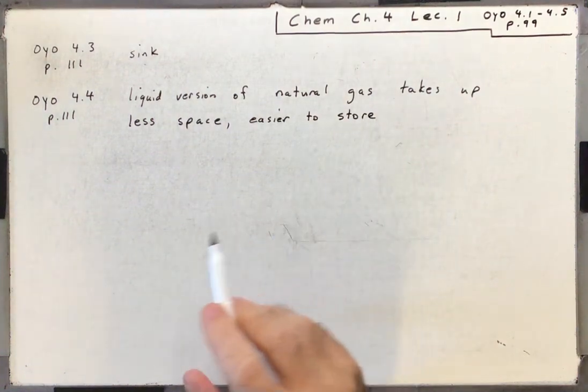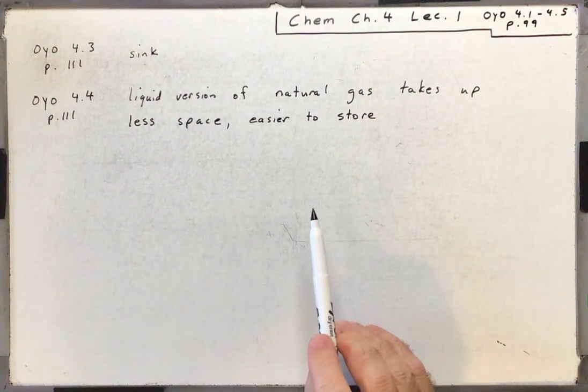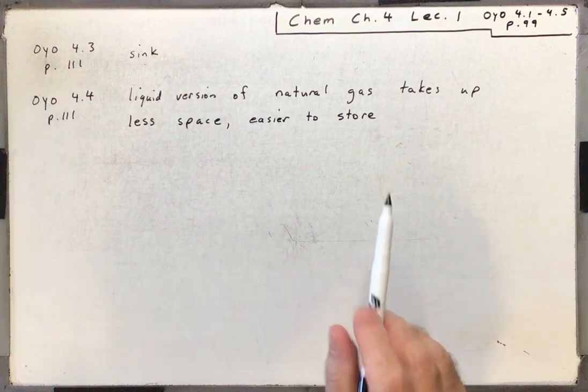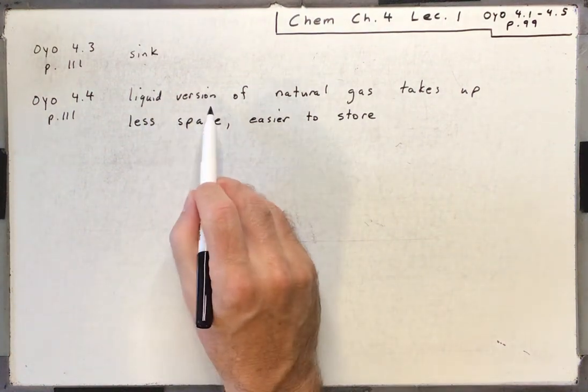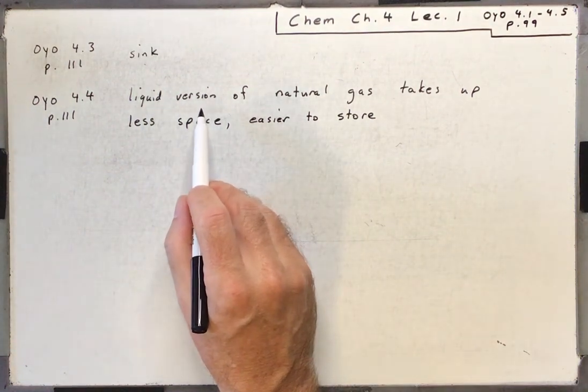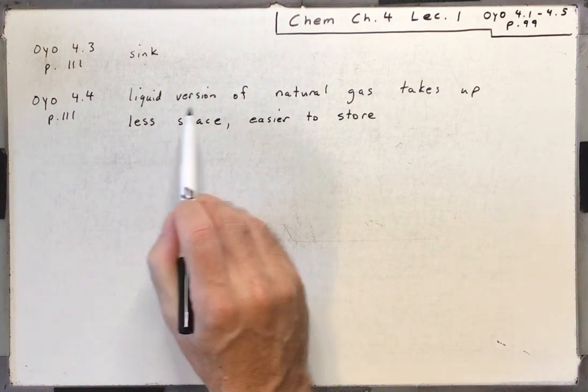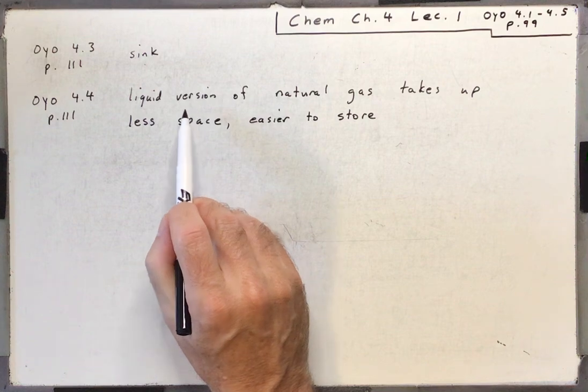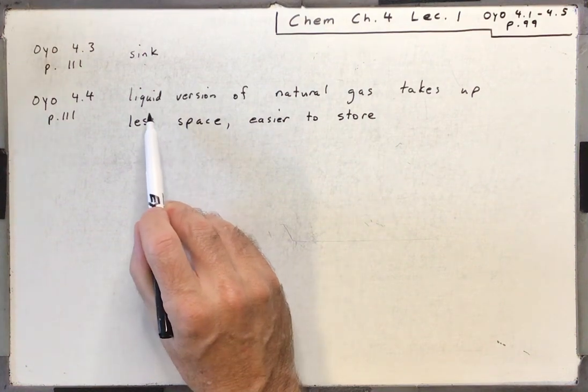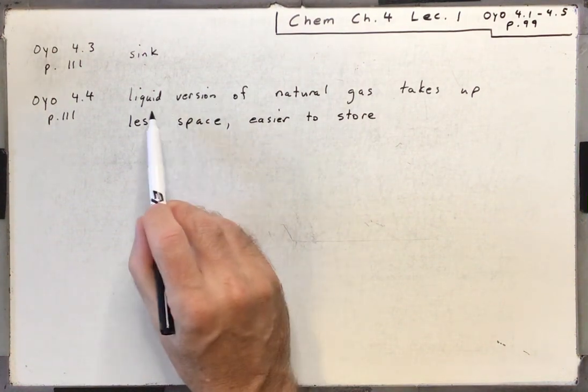When it's delivered to you, it's delivered in the form of a gas, but as they are storing it, they can store a whole lot more in those big tanks. Maybe you've passed by a natural gas storage facility, big tanks along the side of the road. They are stored under very high pressure, and that causes the gas to be in liquid form.